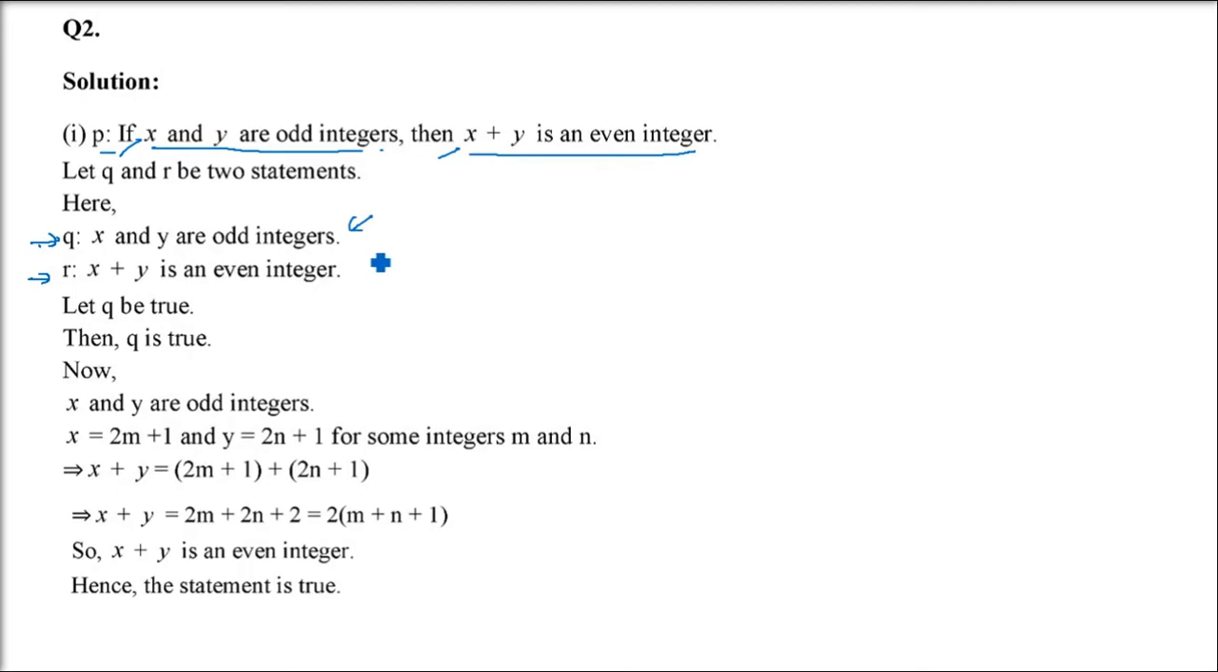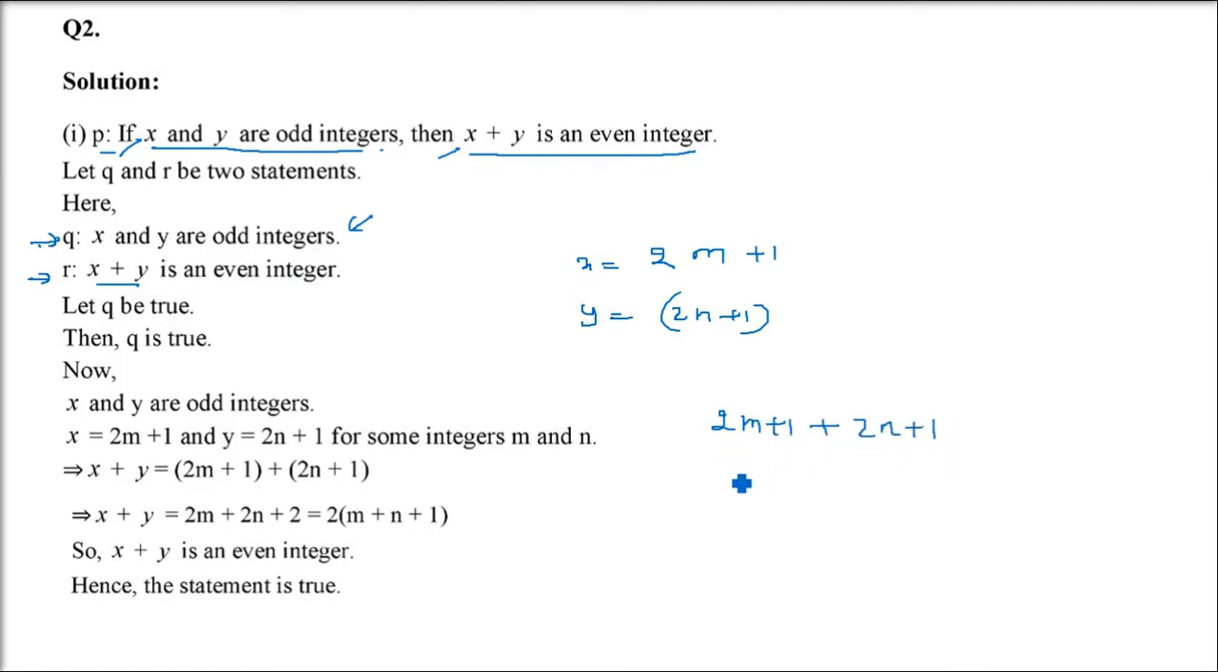So let us assume it is true. x and y are odd integers. If it is true, what does it mean? We can write odd integers this way: first we make the number even by multiplying it by 2, and then we purposefully add 1 to make it odd. 2n plus 1 is odd. So x is this, and y also you can take as 2m plus 1. Now let us see if x plus y is an even integer or not. If it is an even integer, this statement is true, otherwise it is false.